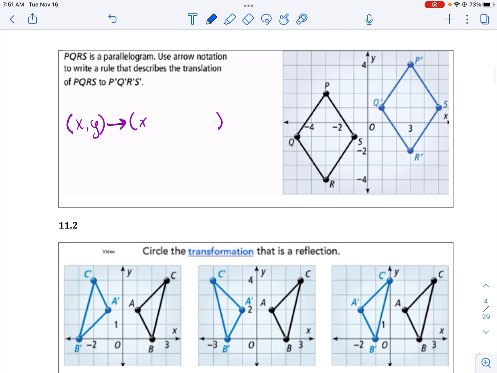So let's come up with the equation for this translation. So I'm just going to do 1 point. I only need 1 because they all move the same. So I move P 6 units to the right, and now I go up, which is positive, so both right and up are positive, and I went up 2 units to get to P prime. And those are translations.